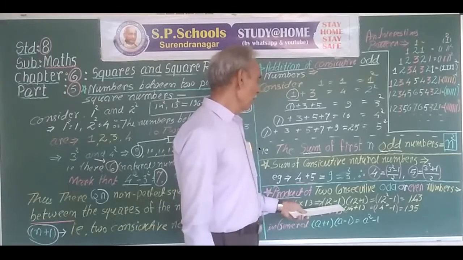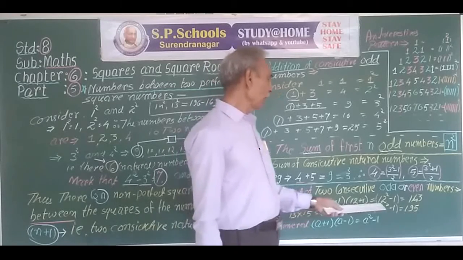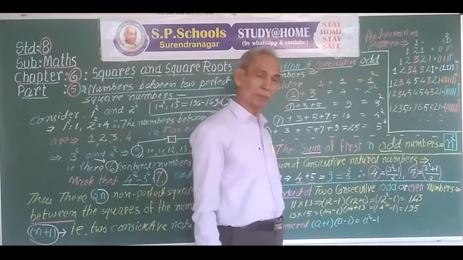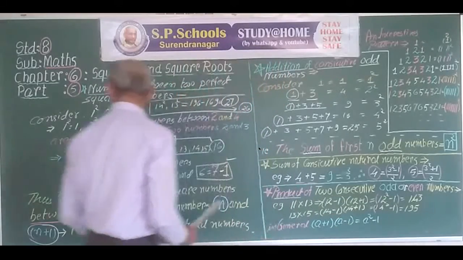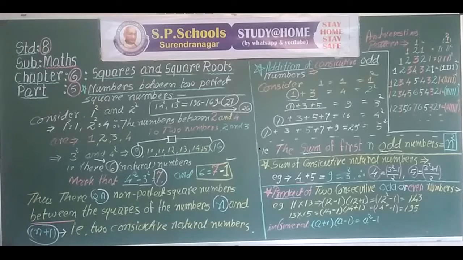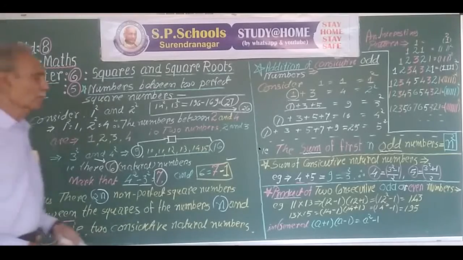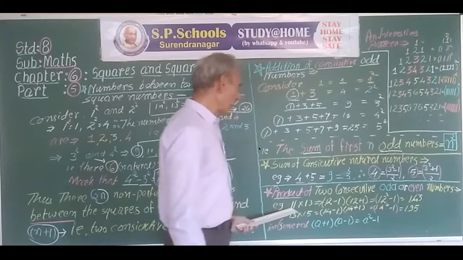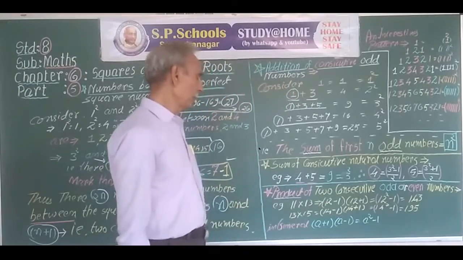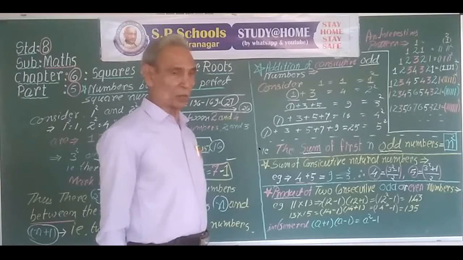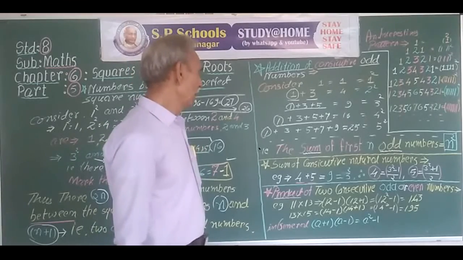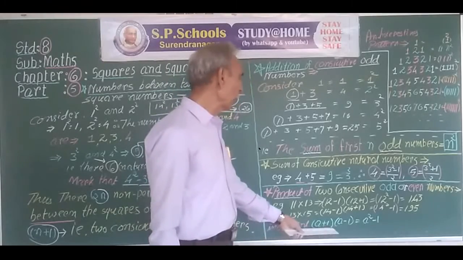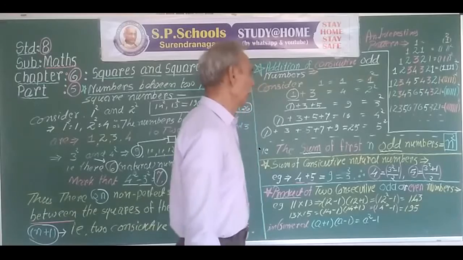Here b is 1, so it is the square of the middle number minus 1. So the square of the middle number reduced by 1 gives us the product of two consecutive odd numbers or even numbers. In general, (a minus 1) into (a plus 1) is a square minus 1.